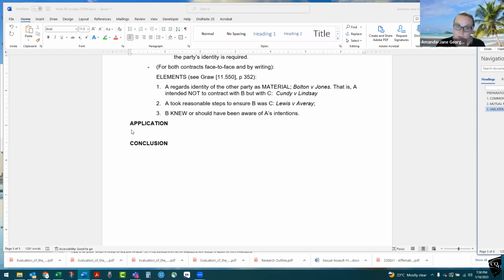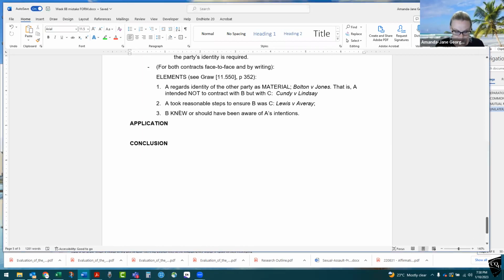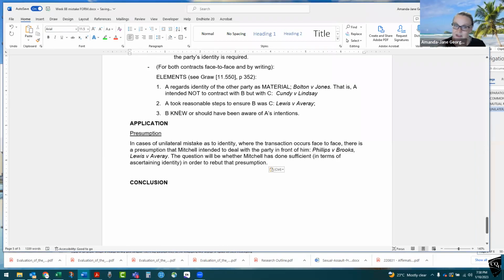So where would we start here? We'd be telling the marker that there is a presumption here, because this is a case of unilateral mistake as to identity where the parties are inter presentes. Okay, you're giving a little bit of support there for your contention. So the question is whether he's going to have done enough to rebut the presumption.